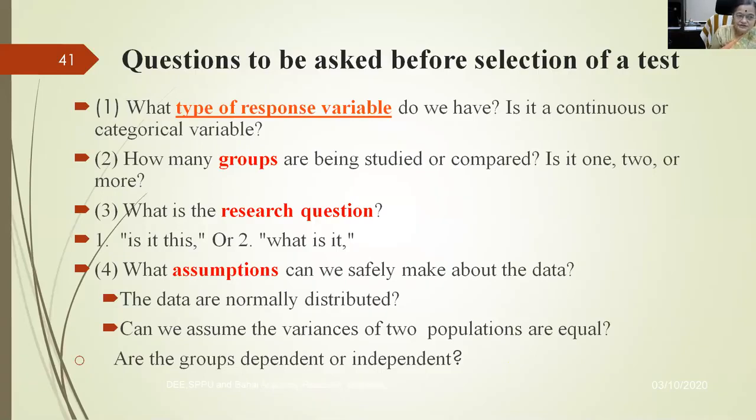And then check your data for the assumptions so as to decide which test is more appropriate and which can be safely used for the particular set of data. Are the data normally distributed? If the answer is yes, go for parametric tests. Can we assume the variances of two populations are equal? Are the groups dependent or independent?